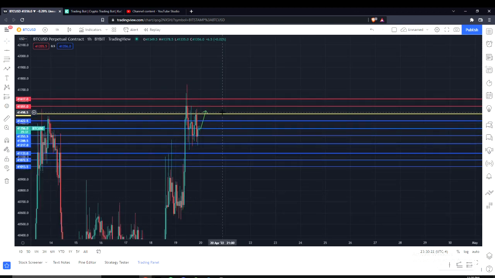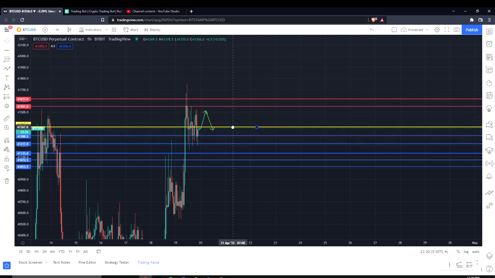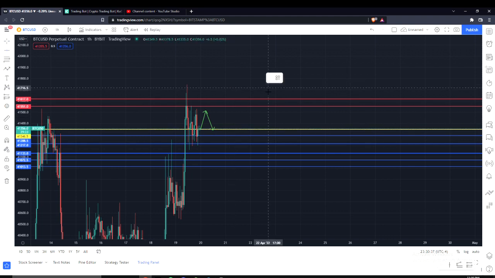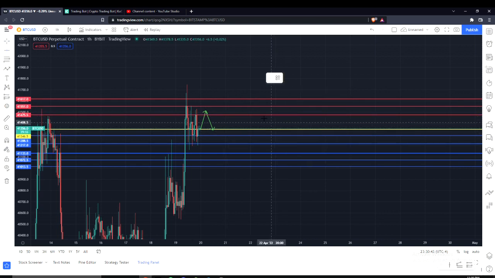Now it does work the other way as well. So let's say it then drops. Let's say it even drops too. What'll happen is these both get picked up, and then these would become sell limits now. Now it does this back and forth.